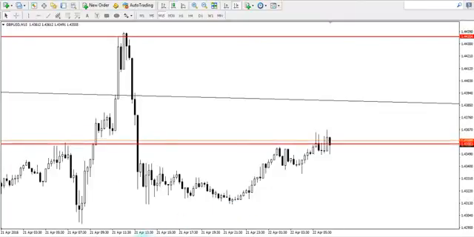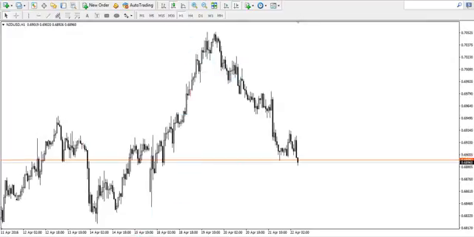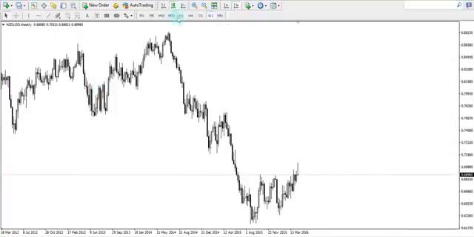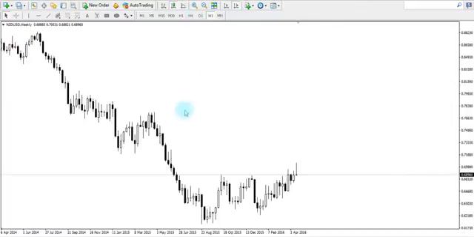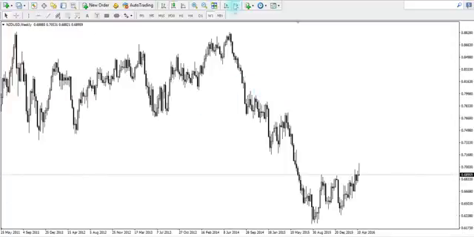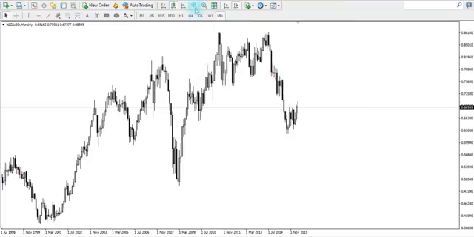Alright, next, something different. We have the New Zealand dollar against US dollar. Why do I go to this pair? Because I stumbled across a very interesting setup right here. We have to go to the monthly charts.